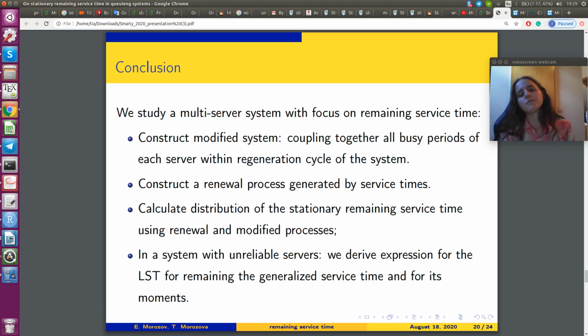So again, in conclusion, what we did: we studied a multi-server system and focused mainly on the remaining service time, constructed a modified system by coupling all the busy periods together, and constructed the renewal process, which consists of only busy periods, with no gaps, with no idle times. Then we calculated the distribution of the stationary remaining service time using both of these processes, the modified and the renewal one. Then we introduced a modified system with unreliable servers. For that we derived the expressions for the Laplace transform for the remaining generalized service time, and we showed how to calculate the moments of the generalized service time.